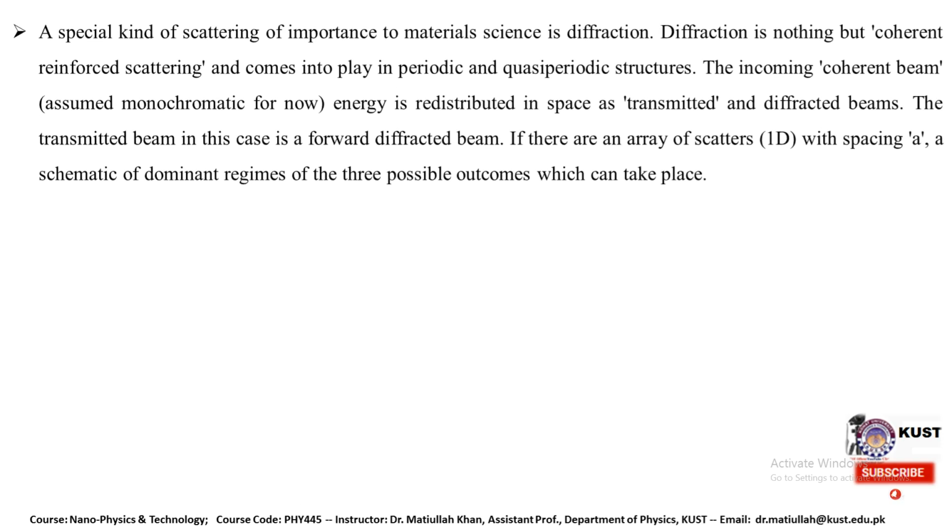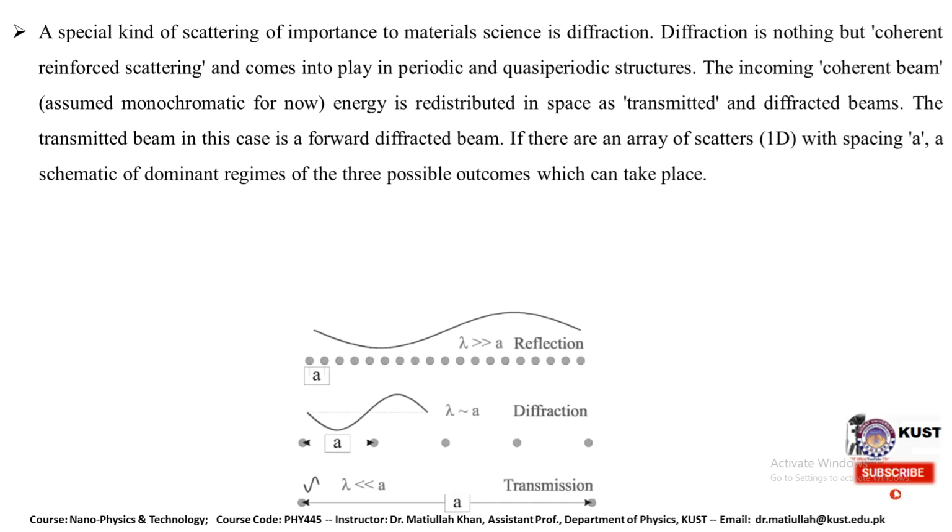So now the special kind of scattering of importance to material science is diffraction. We know there is some condition for the diffraction process: there should be some relationship, or some order, between the diffraction grating, or the slit, and the wavelength of the incoming radiation. Normally, if there is a reflection process, then the wavelength of the incoming radiation should be much greater than the slit, the a, that is the separation between the atoms. In this case the reflection occurs.